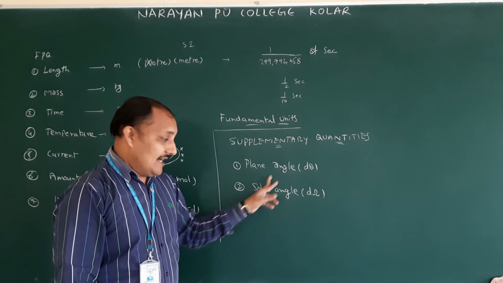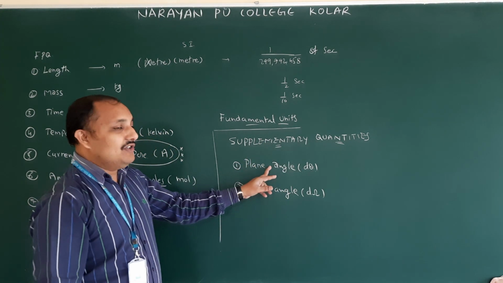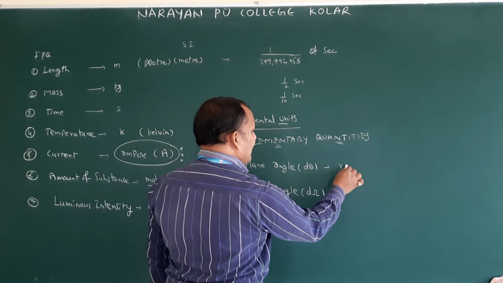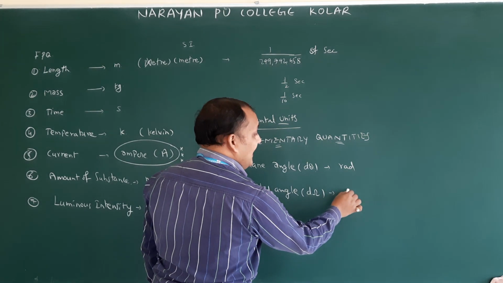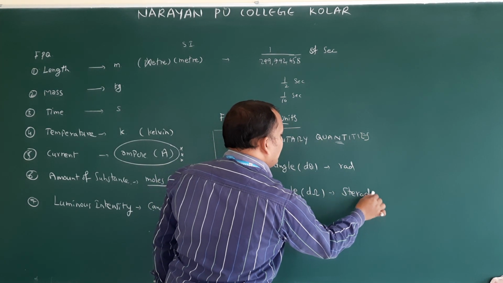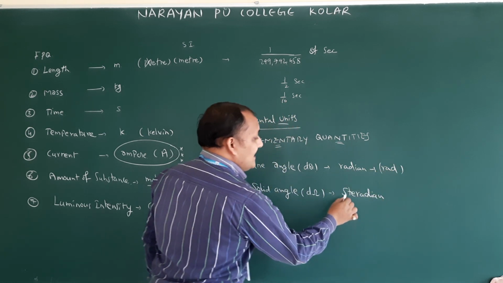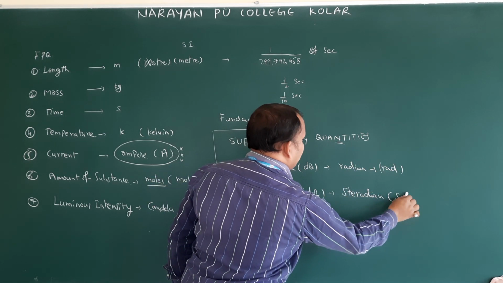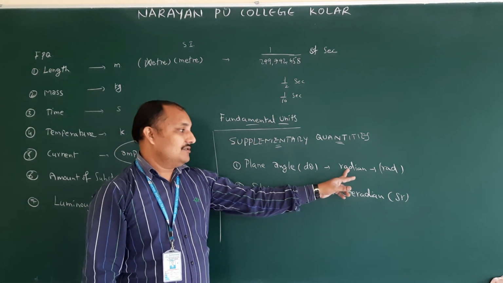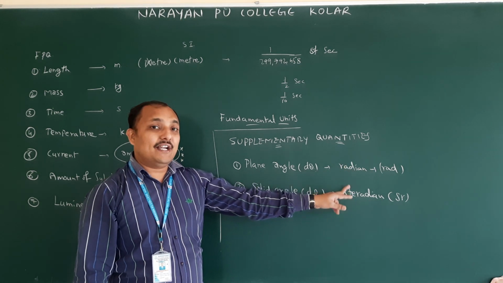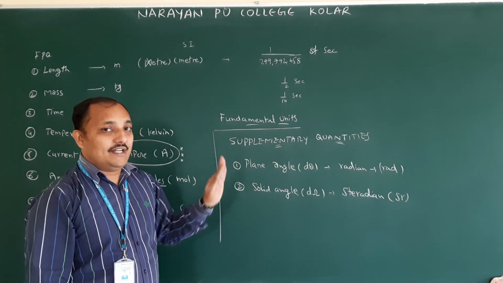So plane angle and solid angle will be coming under which quantities? Supplementary quantities. What is the unit of this one? This is nothing but radian, RAD they will write. So this one is steradian. So this is radian, symbol is RAD. Steradian they will write SR, small s small r. So steradian, radian: these two are known as supplementary units. Plane angle, solid angle are known as supplementary quantities.